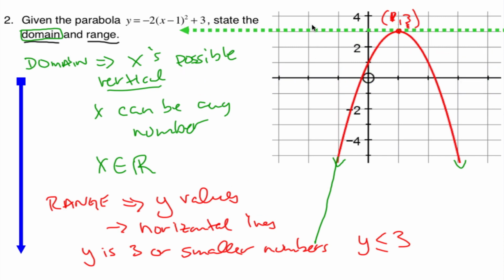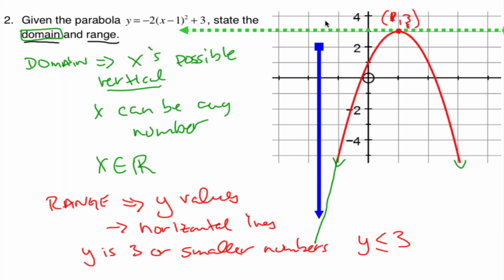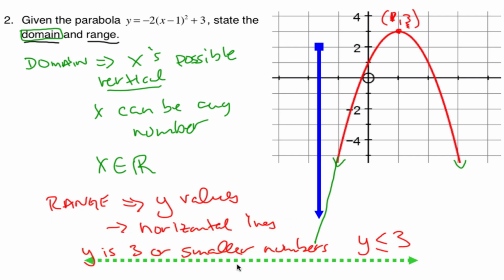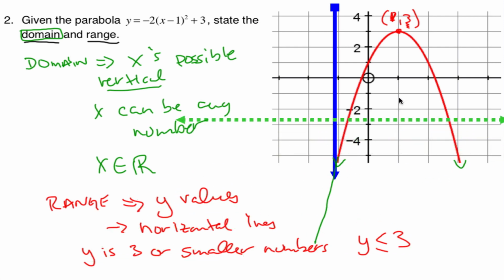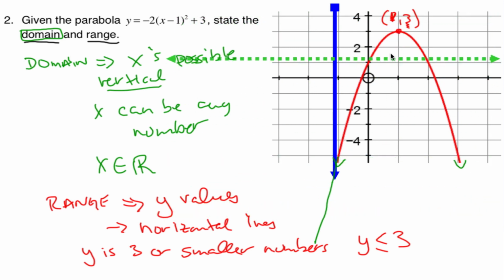So domain is horizontal lines. Range, I said that backwards. Domain is vertical lines. I'm getting my colors mixed up. Domain, I look at the vertical lines. These ones here are my domain, everywhere that touches your vertical line. And range are my green lines here, my horizontal green lines, seeing where it touches the graph.